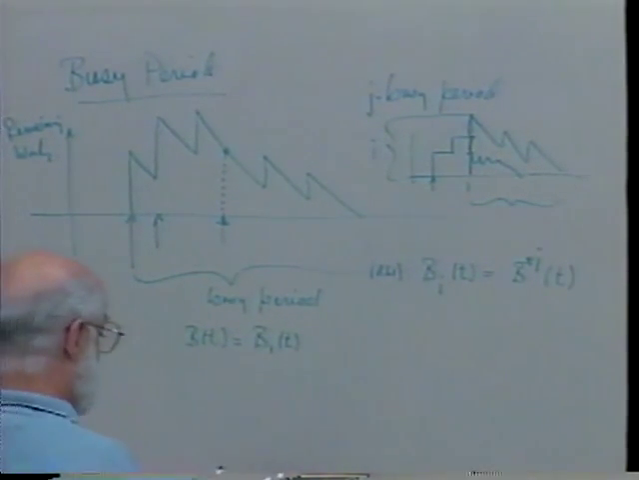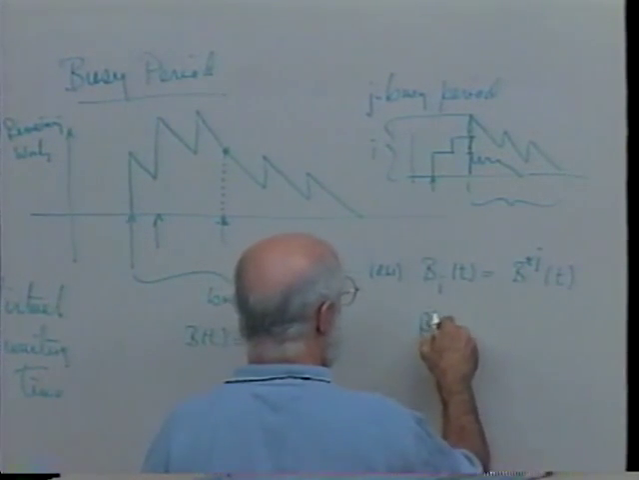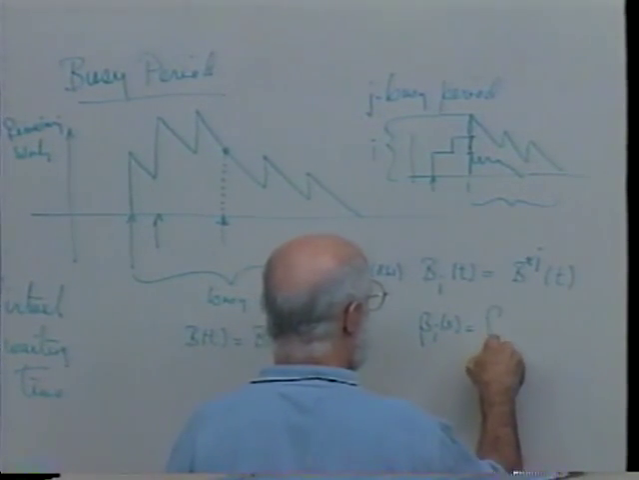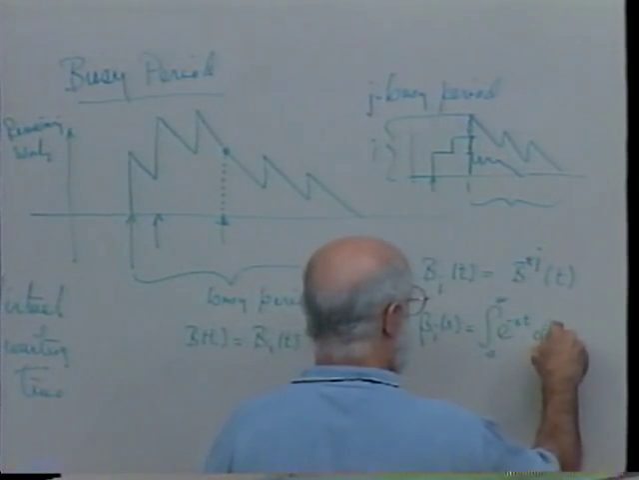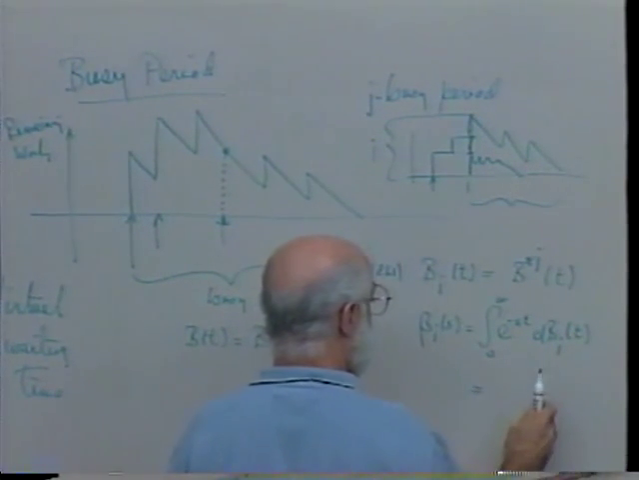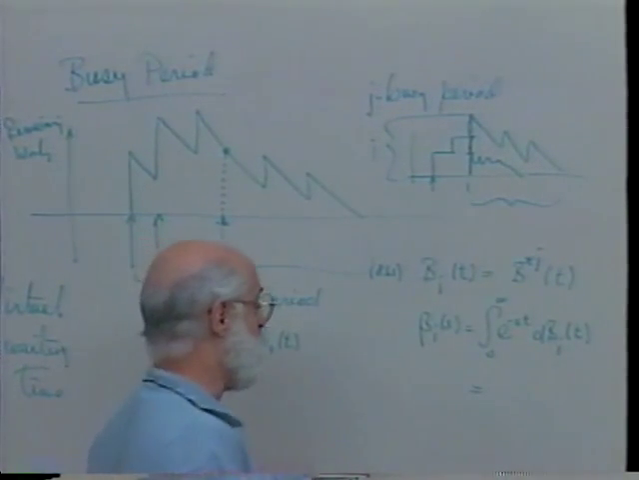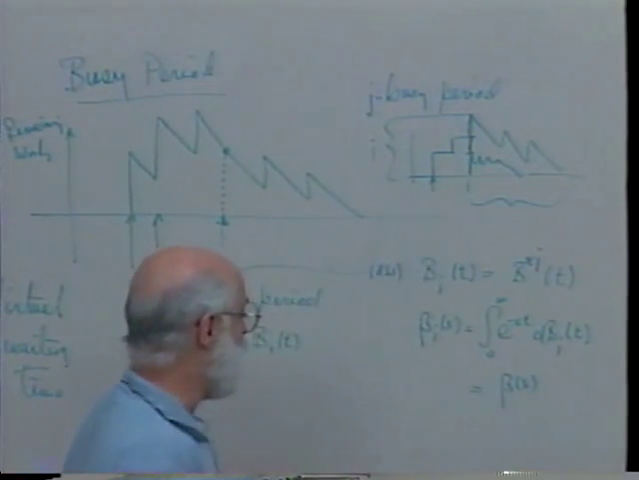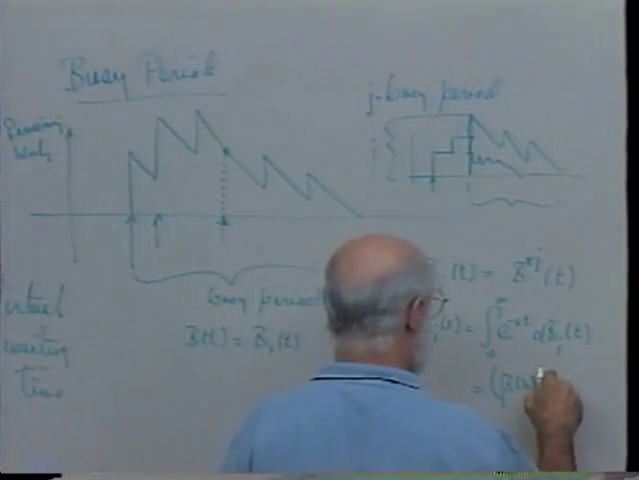Okay, now, the reason I want to do this is that if I define beta sub j of s to be the Laplace-Stieltjes transform of the distribution function of the j busy period, then that, of course, is the transform of this convolution. So that would be the transform of the one busy period, beta 1 of s, raised to the jth power.